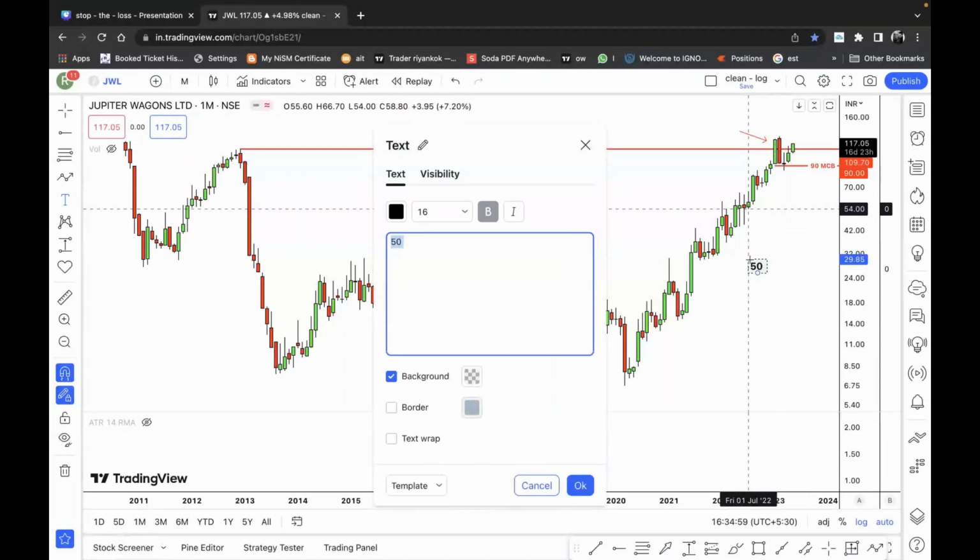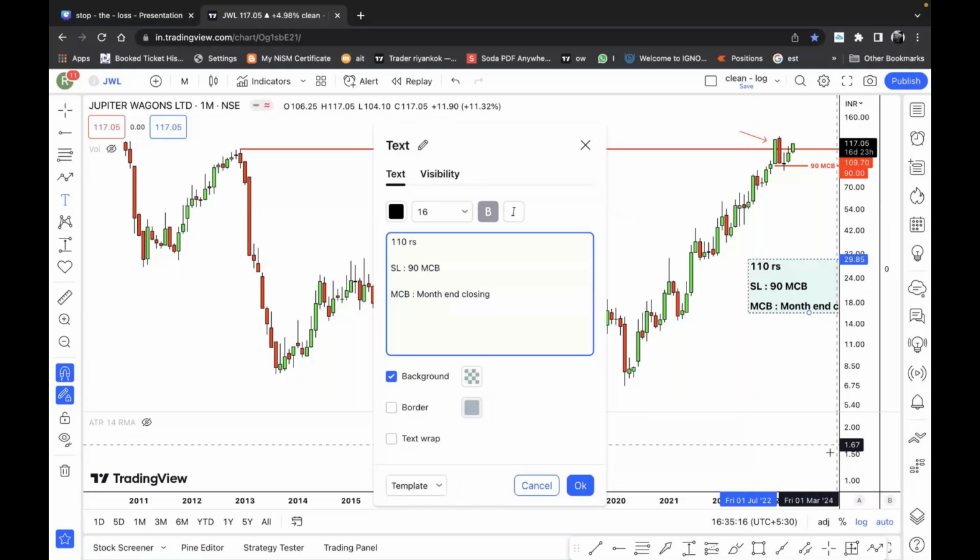Right. This is a valid question, right? If you are entering a stock at say 110 rupees, and if your stop loss is 90 rupees on monthly closing basis, का क्या मतलब होता है? Monthly closing basis means that month end closing, right? MCB means month end closing, right? Which will be on 31st of May, considering ये वाले महीने की अगर हम बात कर रहे हैं, right?